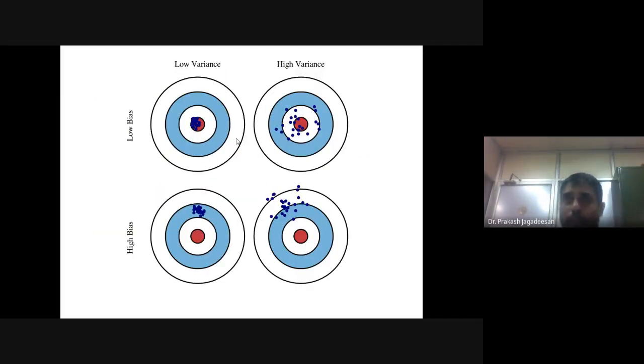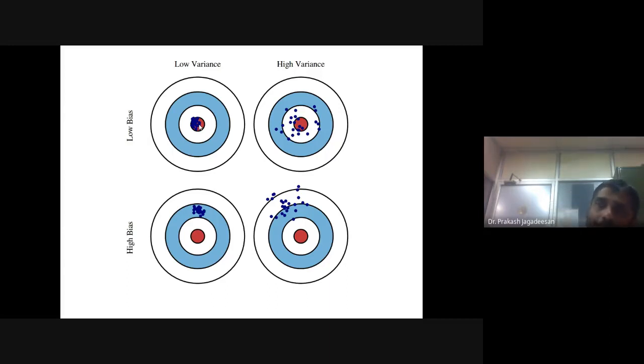The same concept which I explained in the previous slide, here one can visualize this bias variance trade-off using a bull's eye diagram. So it's the same thing: low bias, low variance; low bias, high variance; high bias, low variance; and high bias, high variance. And if you see the center, that is basically the true value.